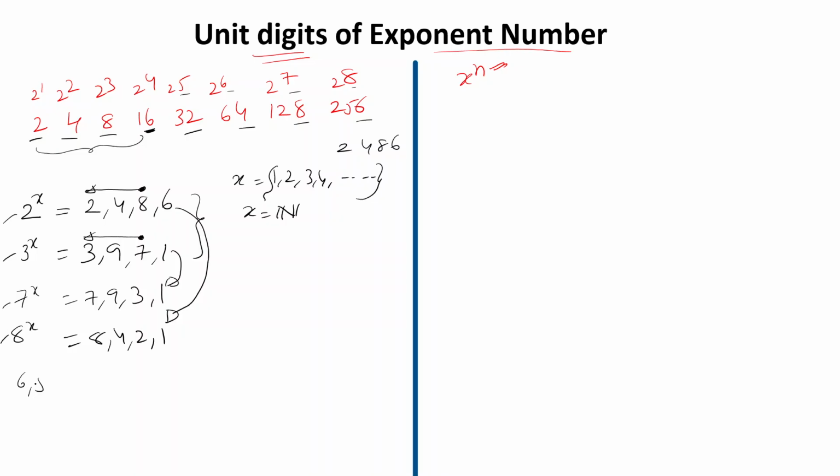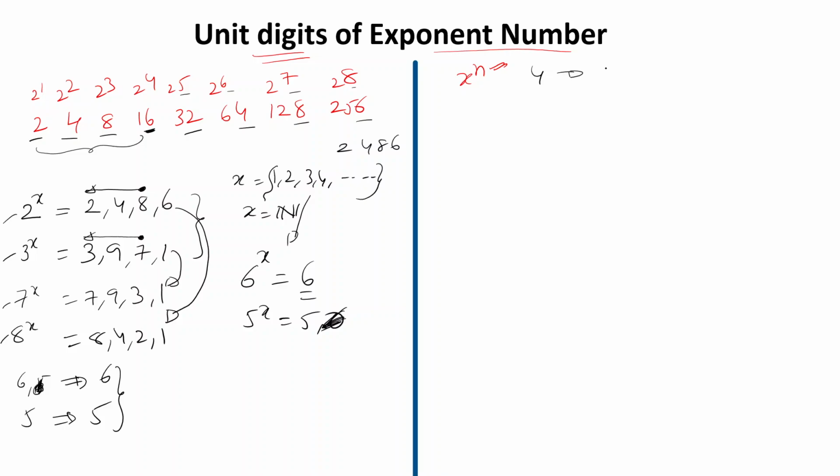Now coming to 6 and 5, there is one beauty here. If it is 6, only 6 will come. In 6 to the power of x, whatever the x is, where x is a set of natural numbers, it will come 6 only. Similarly for 5, it will come 5 only. It will not come 0, only 5. So these are the only two numbers that will come. Now coming to the 4.